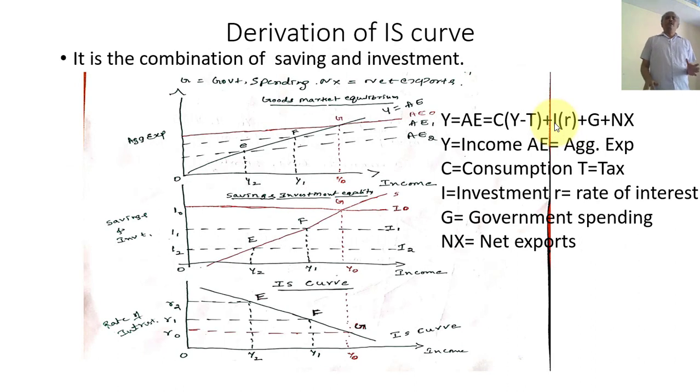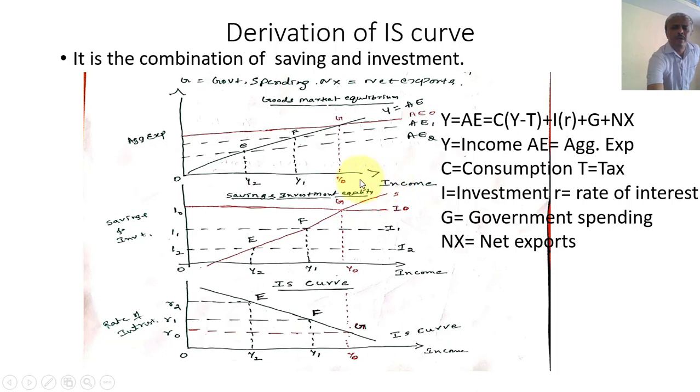Further, how does the derivation of the IS curve take place, which means how the IS curve can be derived. The derivation is going to take place like this. Already we have understood that the combination of savings and investment is equal to the IS curve. On the vertical axis, we have measured aggregate expenditure. Similarly, on the horizontal axis, we have measured income.